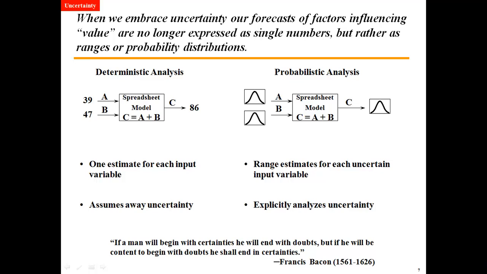This assumes away uncertainty. In the probabilistic analysis, you can have A and B be random events, random variables or uncertainties, and when you input these, you get a new output, C, which is also an uncertainty or a probability distribution. What we use is range estimates for each uncertain input variable, and this explicitly captures the uncertainty. And then I'll close this with Francis Bacon's comment: if a man will begin with certainties, he will end with doubts, but if he will be content to begin with doubts, he shall end in certainties.